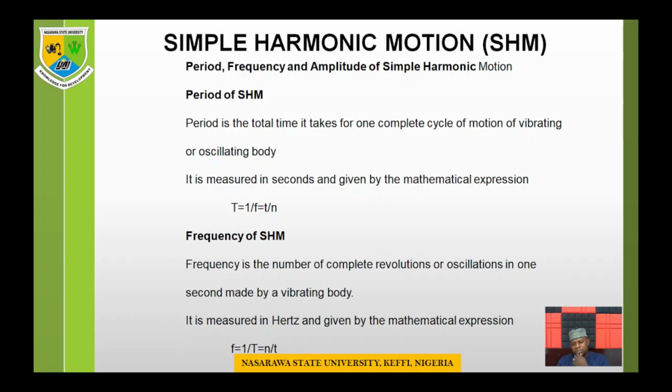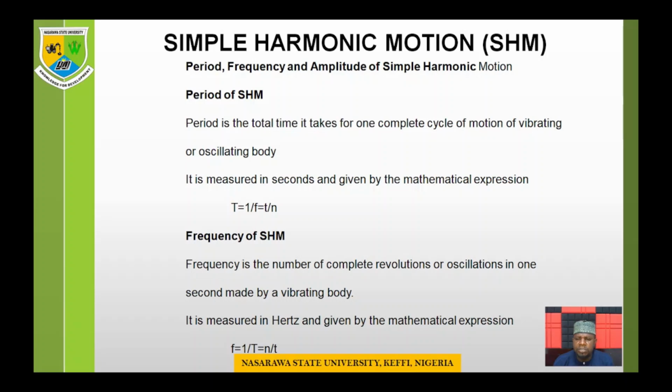It is measured in seconds and given by the mathematical expression T equal to 1 over f equal to t over n. The T of period is the uppercase T, the capital letter T, while the t over n, this lowercase t, is the time. It is the time it takes for a particular number of oscillations.